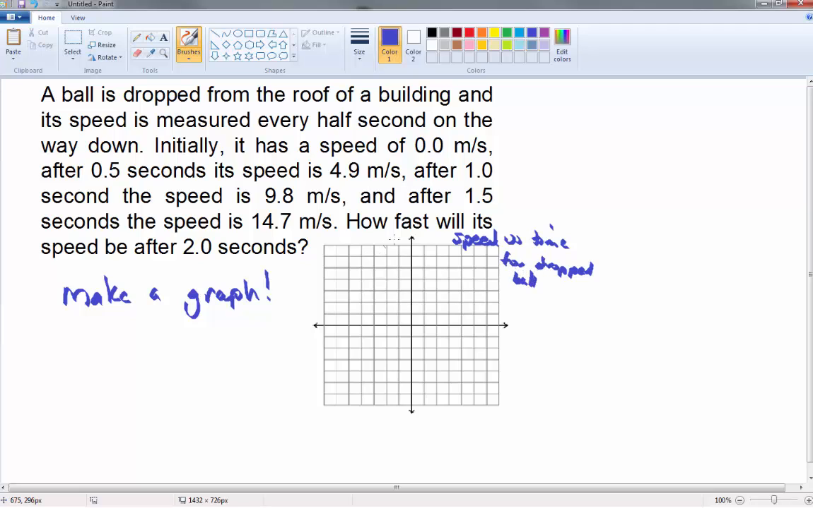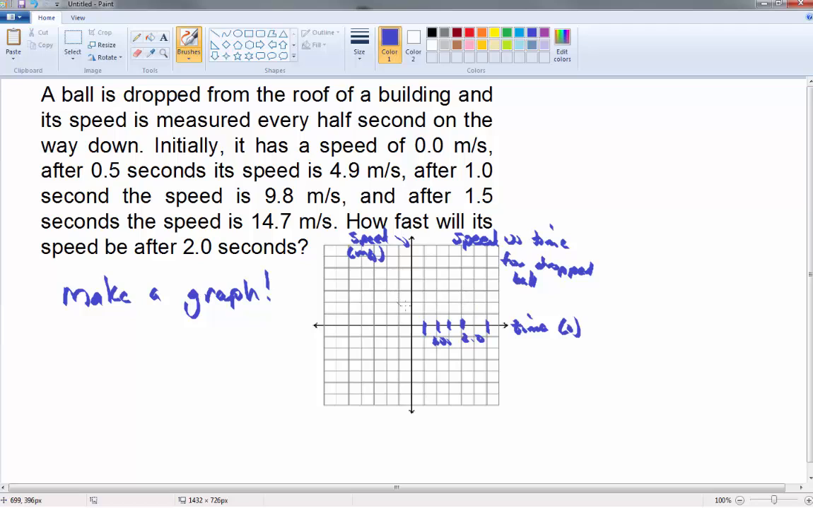So this axis right here would be the speed in meters per second. This is the time in seconds. So every half second, so 1/2, 2/2, 3/2, 4/2 would be off. So maybe the half seconds could be these increments. So 1.0 seconds, this one right here would be 2.0, and so on.